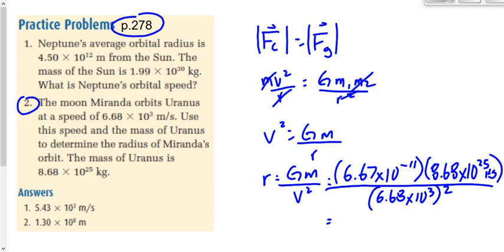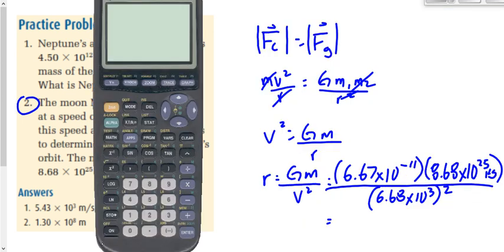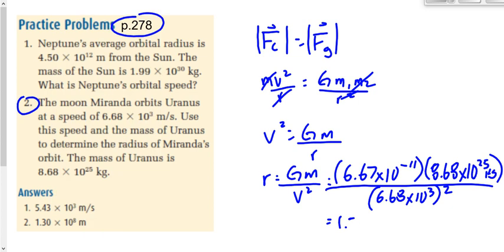All right, let's figure this out. I assume we're going to get the answer that's in the book here, 1.30, but let's just do this on a calculator just to make sure. We're going to say 6.67 times 10 to the minus 11 times 8.68 times 10 to the 25 divided by, let's use some brackets here, 6.68 times 10 to the 3, and let's square that, and we end up getting 1.30 times 10 to the 8 meters. All right, so 1.30 times 10 to the 8 meters from the center of the moon to the center of the planet.